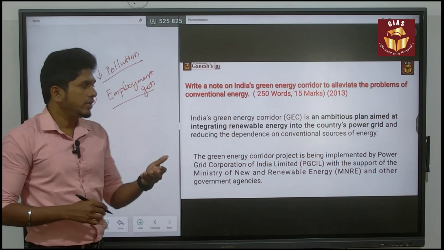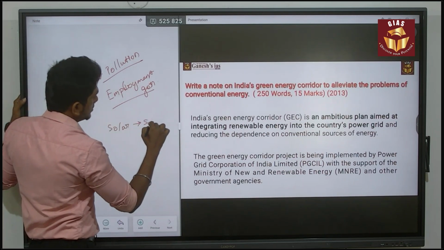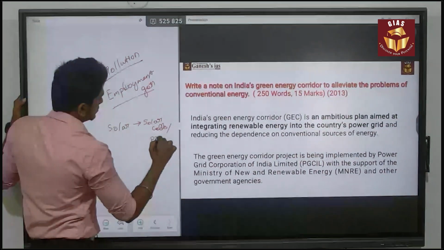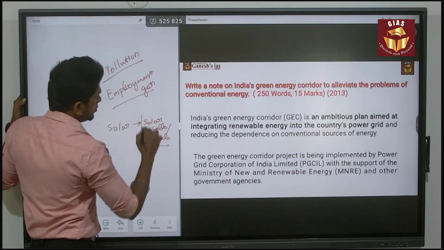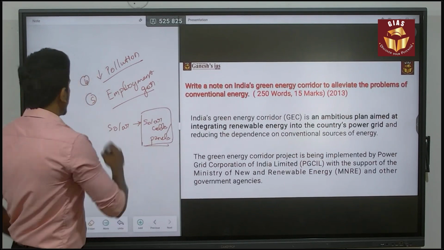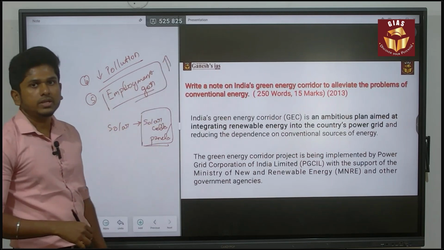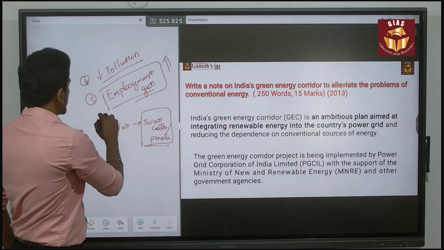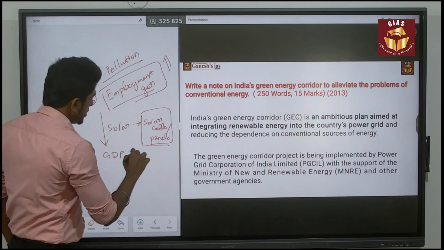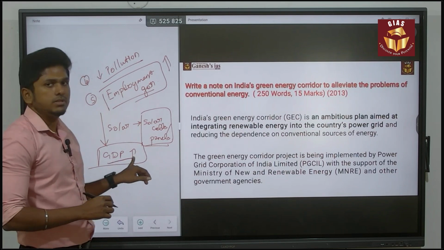For example, when it comes to solar energy, the manufacturing of solar panels or solar cells is going to provide huge employment opportunities. In that sense, it is going to provide huge growth of employment opportunity in India. That is also going to help India to grow its GDP. So employment is connected to the growth in the GDP.